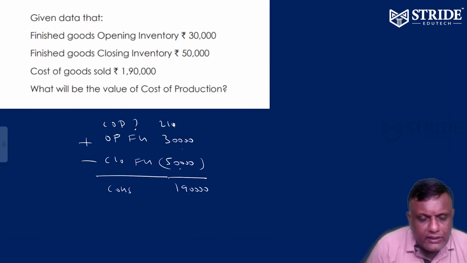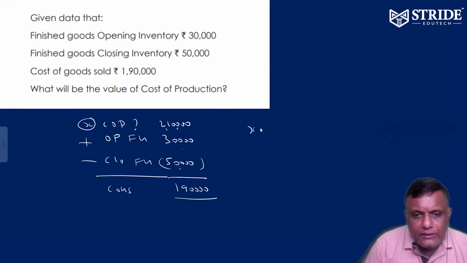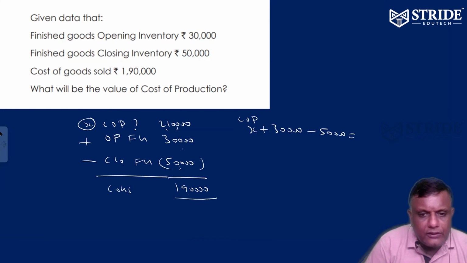Can you check it out now? Reverse working: 2,10,000 plus 30 minus 50 equals 1,90,000. 2,10,000 plus 30 is 2,40,000, minus 50 is 1,90,000. That's it. Or we can say X equals COP. X, cost of production, plus 30,000 opening WIP, minus 50,000 closing WIP, equals 1,90,000 COGS. That also you can do.